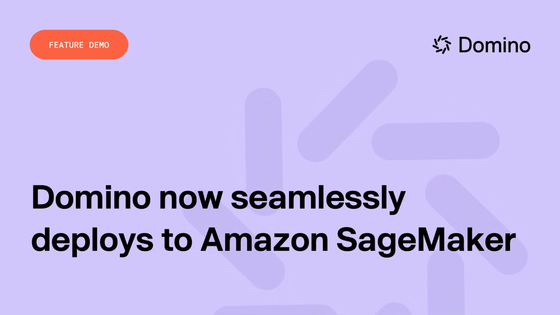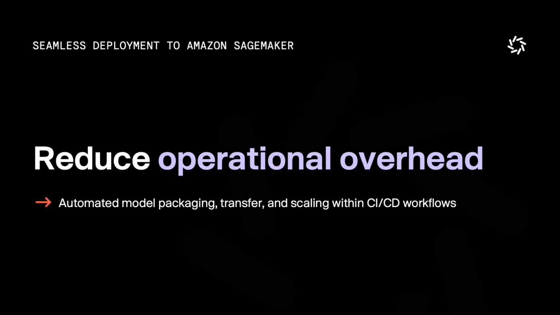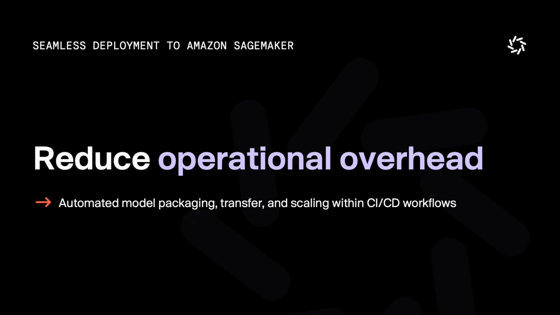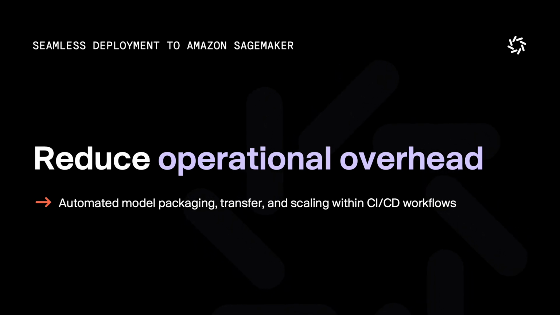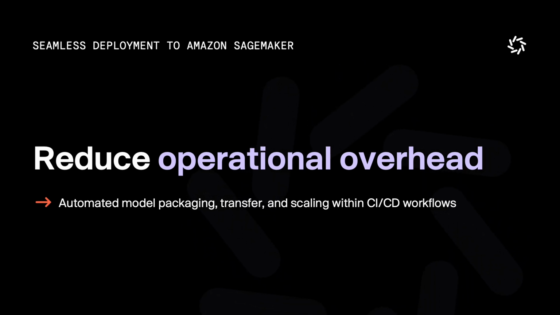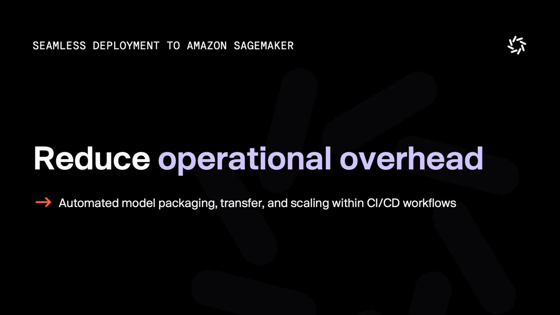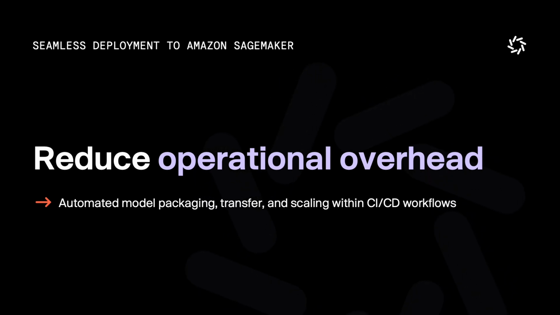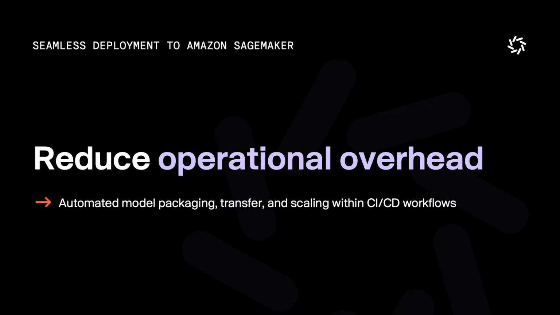Today, I will walk you through Domino's new capability to deploy models to Amazon SageMaker. This capability simplifies model deployment while ensuring governance and operational efficiency across the entire model lifecycle. Domino significantly reduces operational overhead and accelerates the transition from development to production on Amazon SageMaker by automating model packaging, transfer, and scaling within CI/CD workflows.